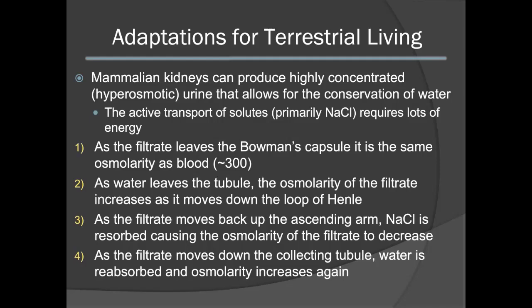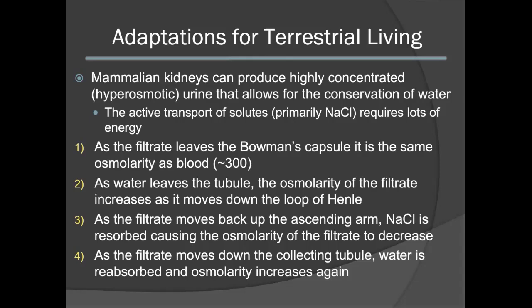We're going to take a look at the osmolarity of the filtrate and surrounding interstitial tissue in the kidney. As the filtrate leaves the Bowman's capsule, it will have the same osmolarity as blood, which is about 300 milliosmoles per liter. As water leaves the tubule, the osmolarity of the filtrate will increase. This is what occurs as the filtrate moves down the loop of Henle.